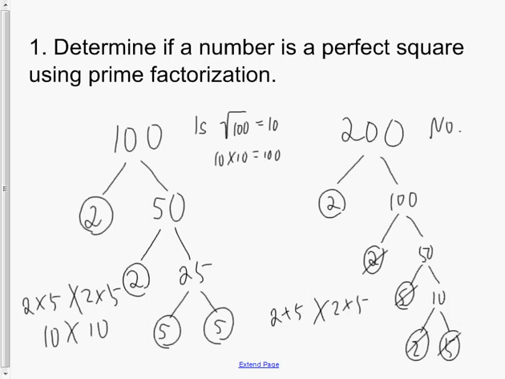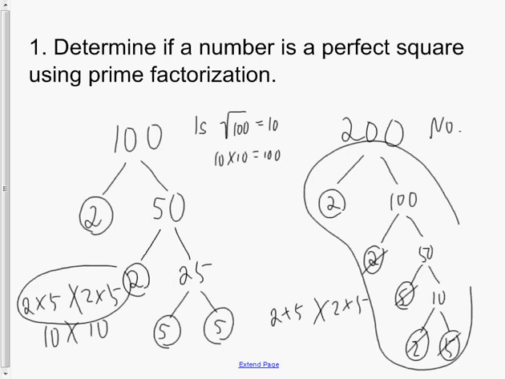So the expectation on your test is you should be able to take any number and do the prime factorization. If you can divide the factors equally into two groups, then the number is a perfect square. If you can't divide them equally into two groups, in this case 2, 2, if you can't do that, it's not a perfect square.